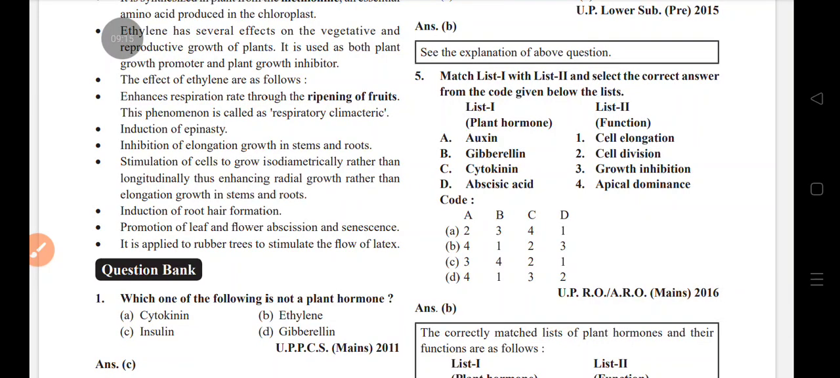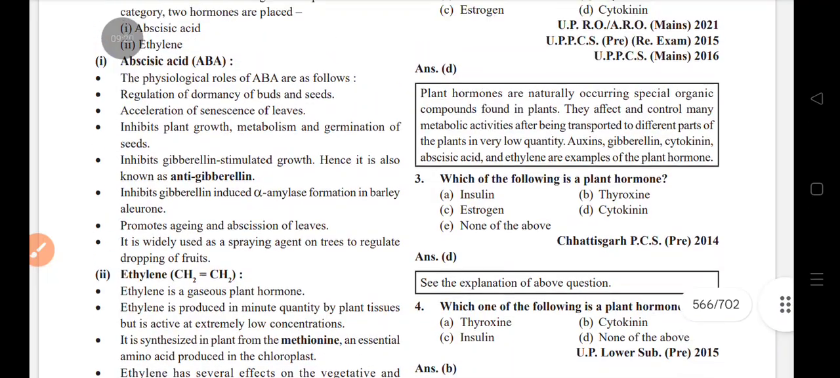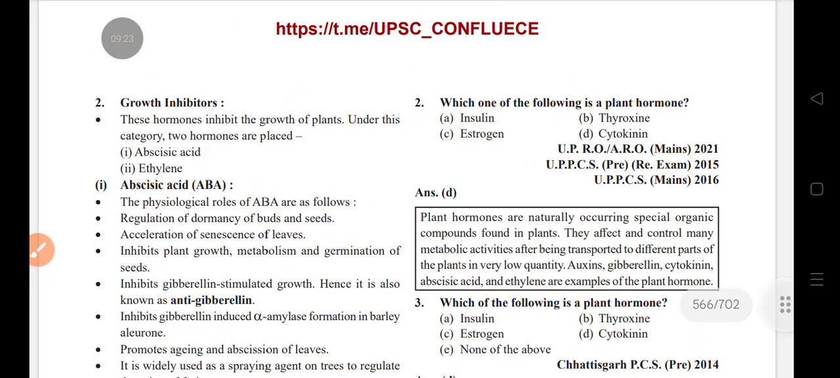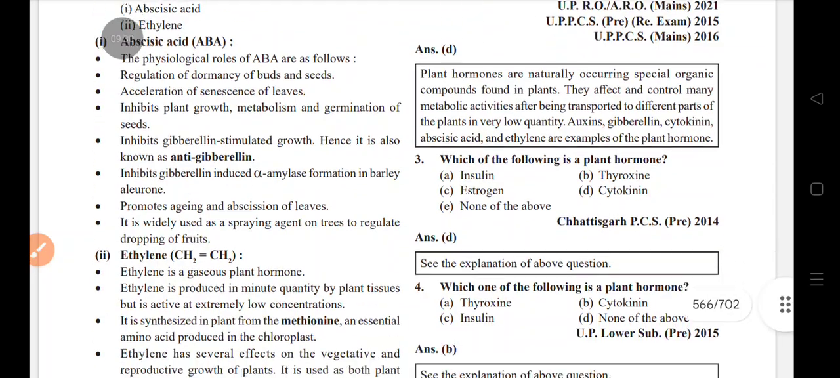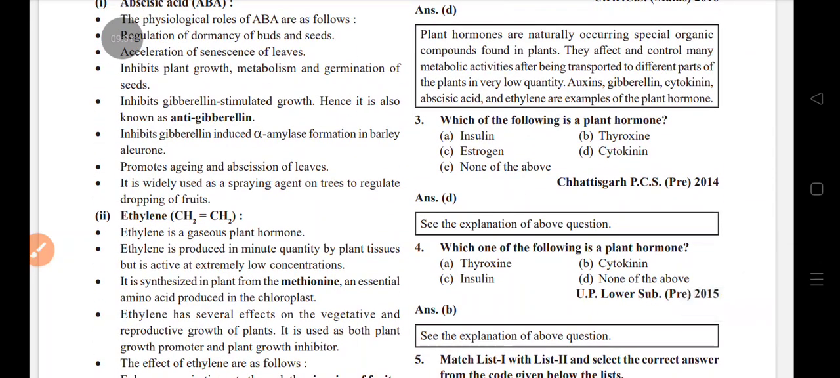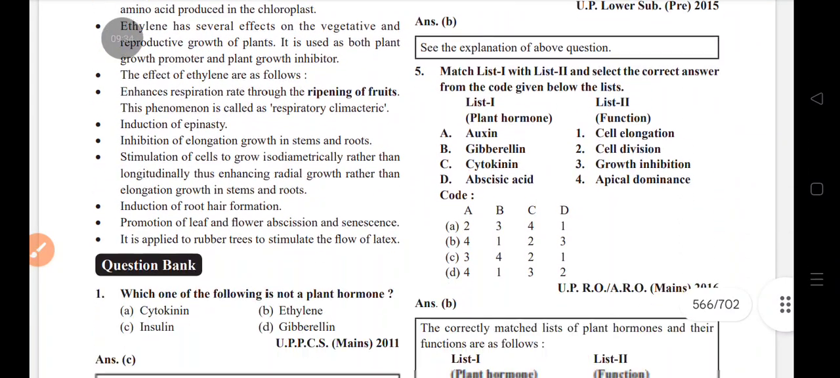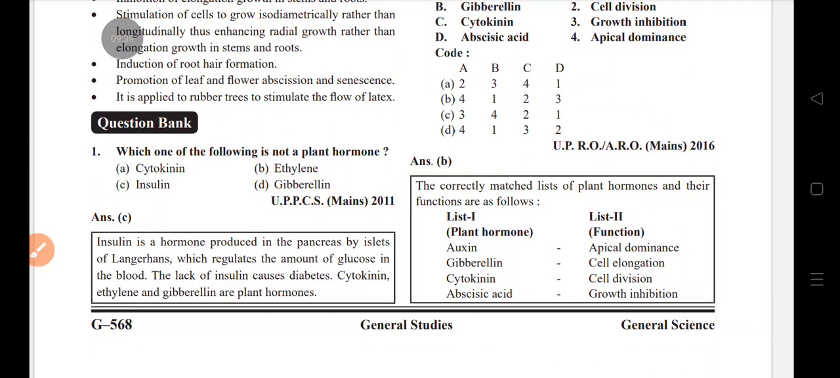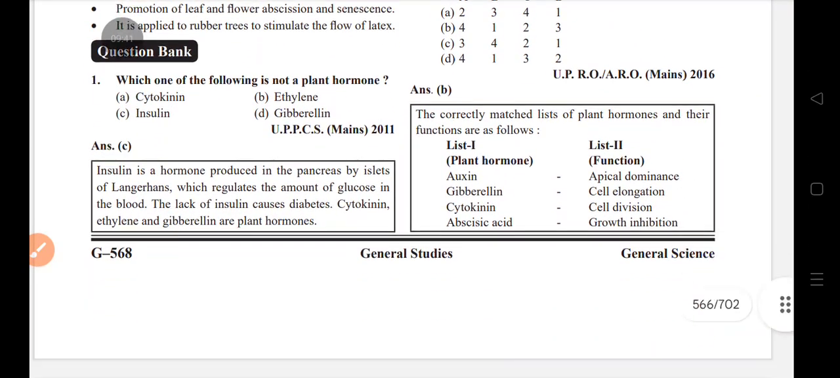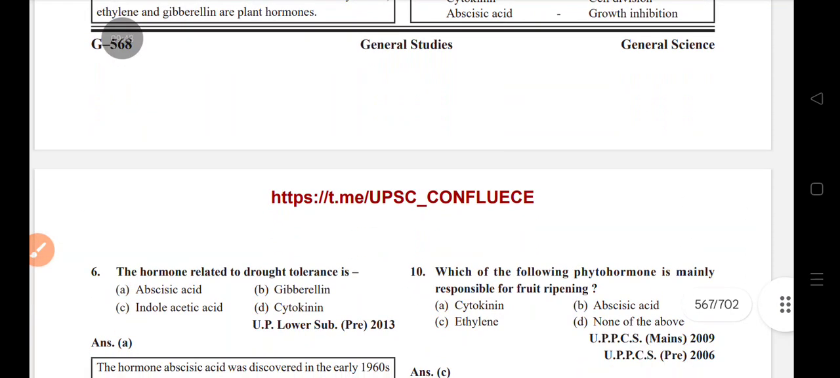Which one of the following is not plant hormone? Insulin. Which one of the following is a plant hormone? Cytokinin. Auxin, apical dominance. Gibberellin, cell elongation. Cytokinin, cell division. Abscisic acid, growth inhibition. Hormone related to drought tolerance is abscisic acid.